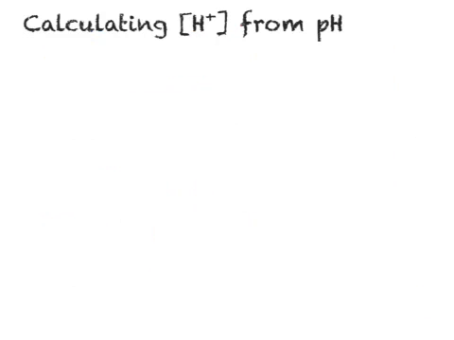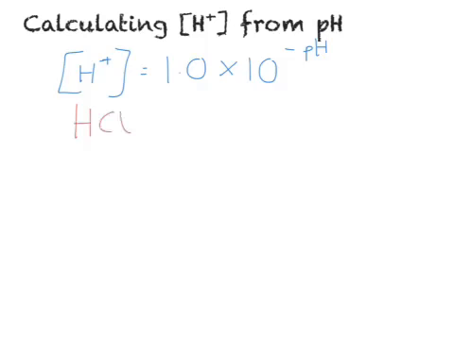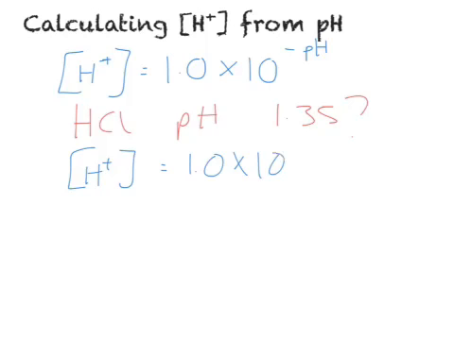So what if you have the pH of a solution and you want to know its hydrogen ion concentration? Well, you just need to inverse the pH formula. So the hydrogen ion concentration is equal to 1 times 10 to the minus pH. So what would be the concentration of the hydrogen ion for HCl if it had a pH of 1.35? Well, the concentration of that hydrogen ion is equal to 1 times 10 to the minus 1.35. And if you pop that into your calculator, it comes out as 0.045 moles per decimetre cubed.